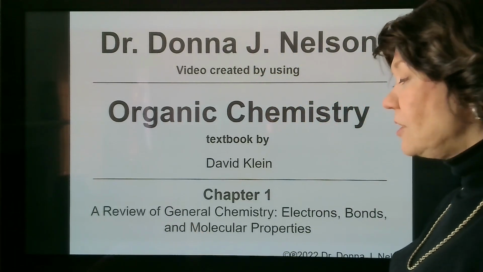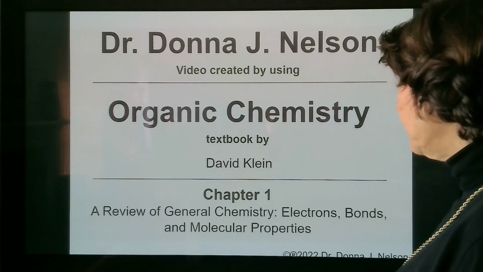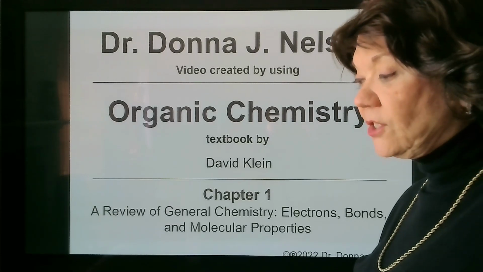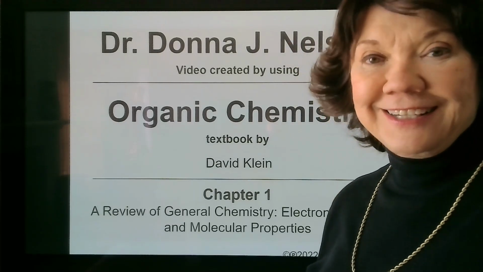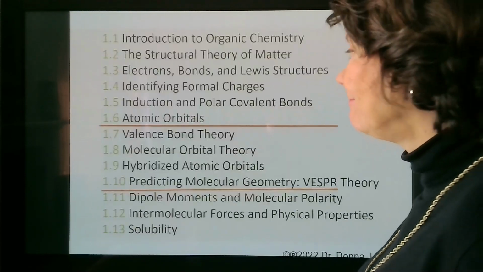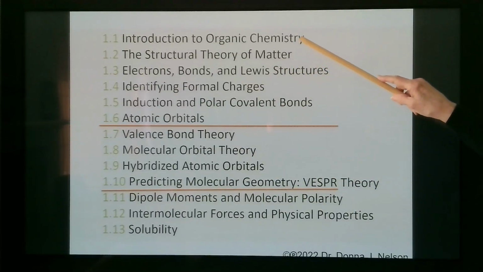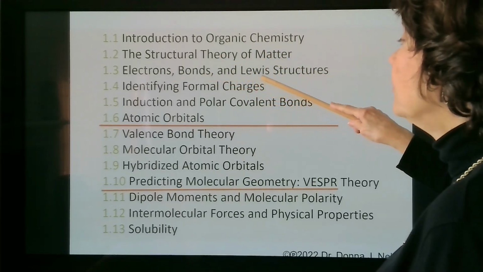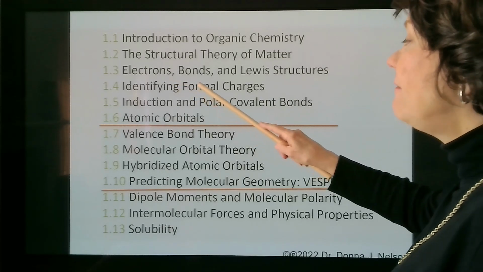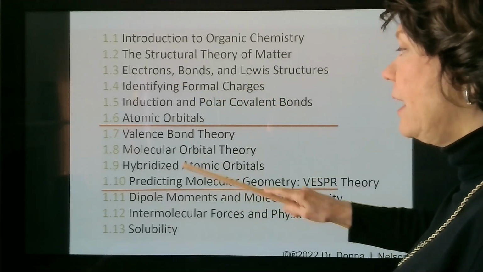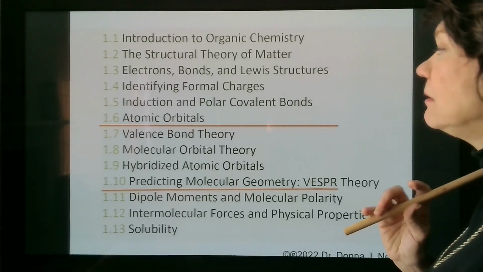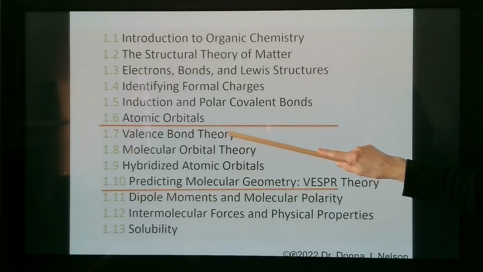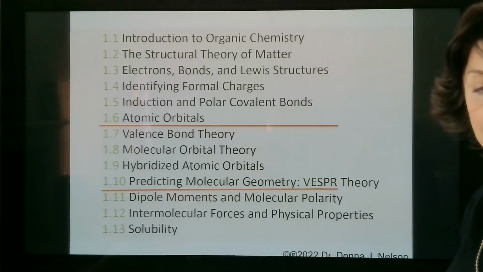This chapter is simply a review of general chemistry, electrons, bonds, and molecular properties. So you will probably have seen most of this already in your general chemistry course. So we're going to study first this introduction, the structural theory of matter, electrons, bonds, and Lewis structures, identifying formal charges and calculating them, induction and polar covalent bonds, and atomic orbitals here in this first lecture. Then we'll have a second and third lecture for this chapter.